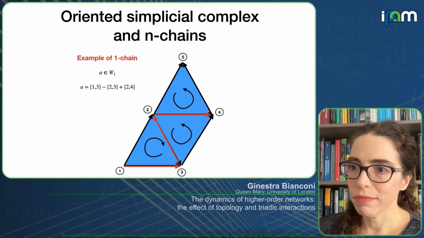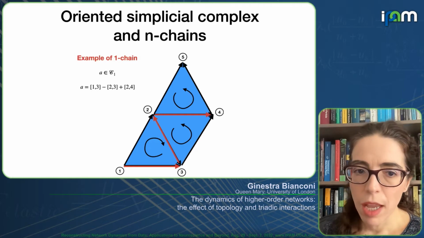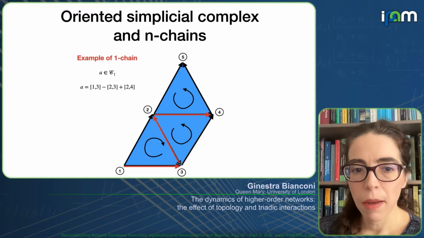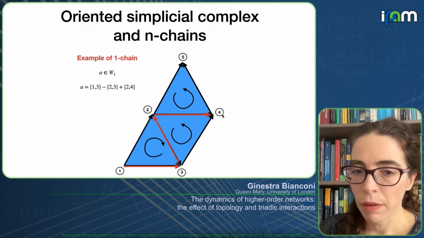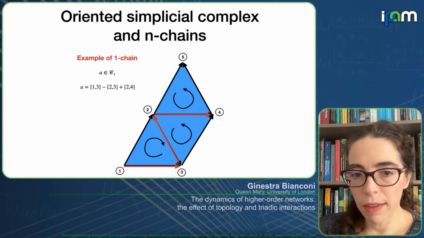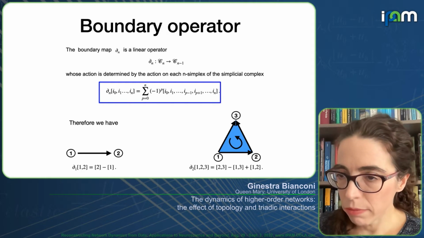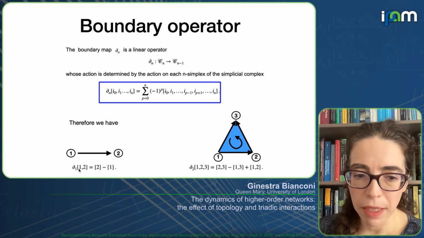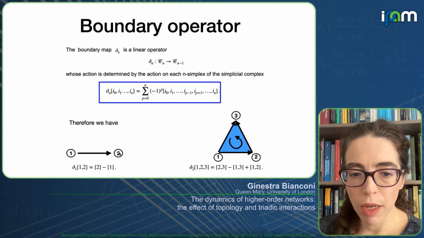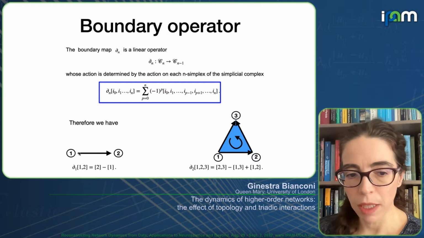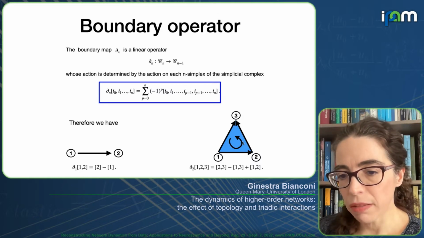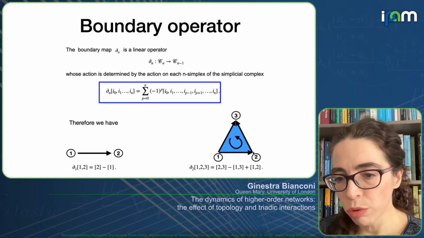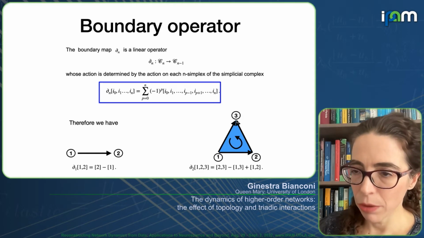So you can do linear combinations of simplices, and these are chains. For instance, this is an example of a one-chain, which is formed by the link 1,3, minus 2,3, and 2,4. With these chains, you can have operators acting on them, and this boundary operator is very important. When it acts on a simplex like a link, it gives you the two end nodes, the output minus the input. If it acts on a triangle, it gives you the links at the boundary of the triangle with the right orientation. So you have 1,2, 2,3, and minus 1,3, because you need to go in the anticlockwise direction.